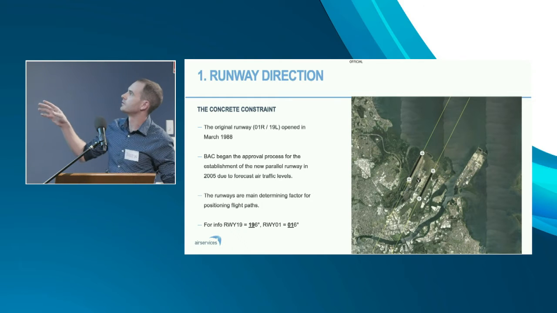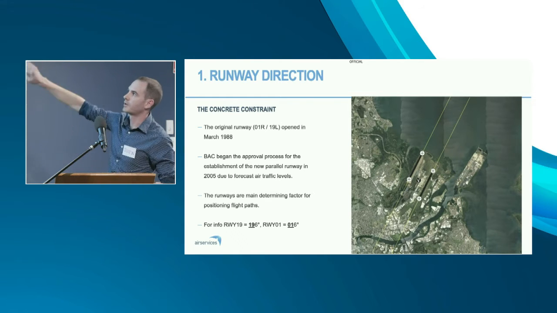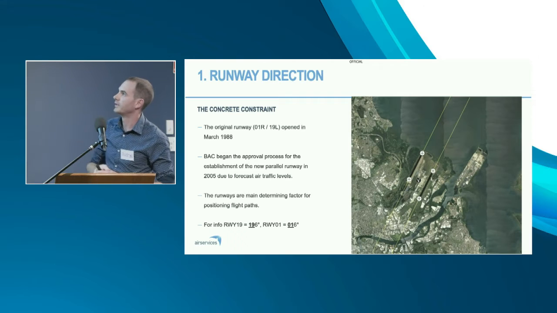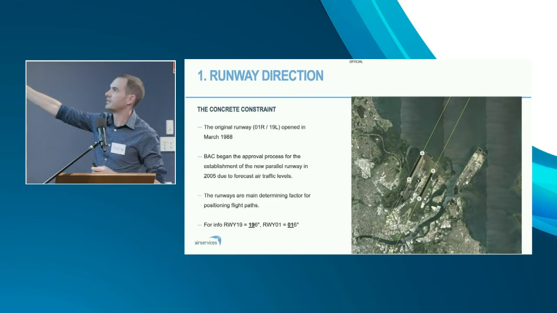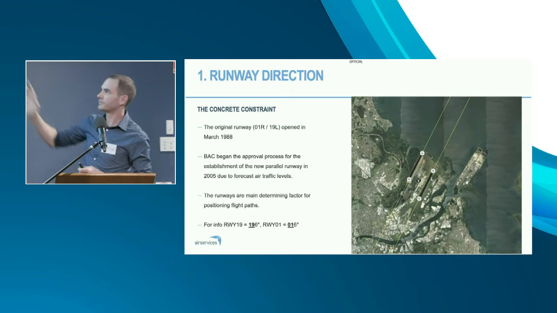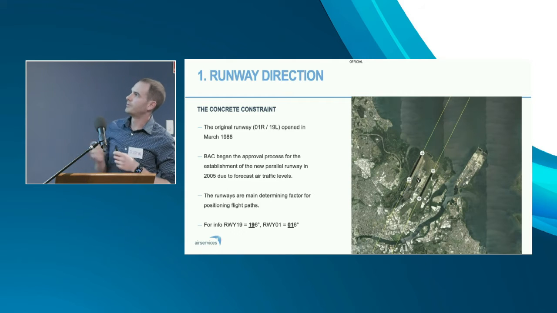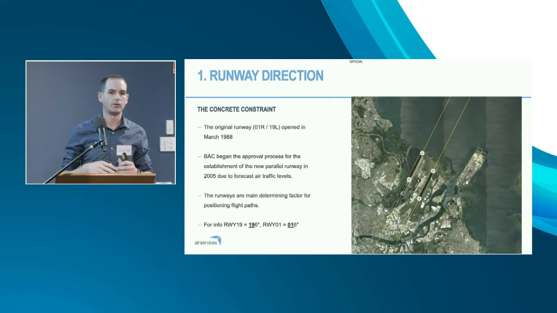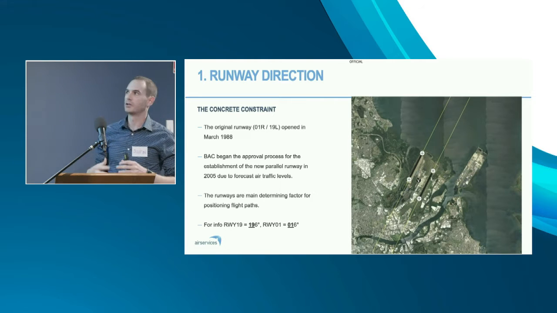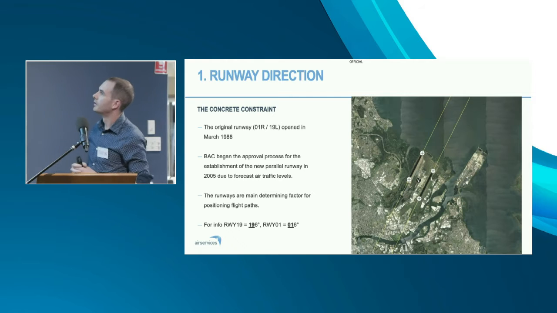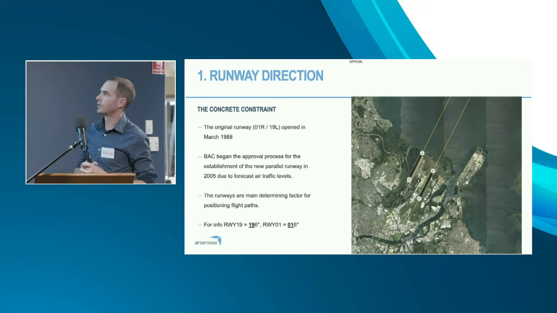Starting with the most concrete constraint, and that is the runway. The original runway, or the legacy runway as people refer to it, was actually built in 1988, and that's the main one on the southern or southeastern side of the airport. Then Brisbane Airport Corporation began a process in 2005 when they forecast air traffic levels were going to exceed what one runway was capable of, and that's when they began the development of the approval process and the development of the second runway, which is now parallel to the north.